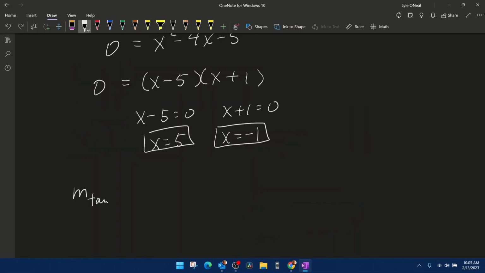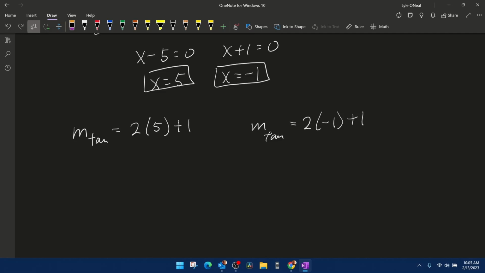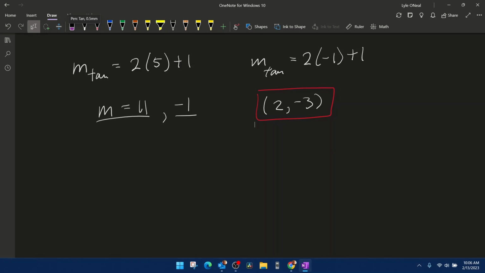So the slope of the tangent is going to be 2 times 5 plus 1, and the slope of the tangent is also 2 times negative 1 plus 1. There's going to be two lines that are tangent to our curve and passing through the point we were given. And the first slope of the tangent is 11. And the second slope of the tangent is -1. And now we can finish the problem. Having our point and our slope, our first tangent line is going to be y minus a -3 equals m. I'm going to use the 11 first. x minus 2, and y minus a -3 equals -1 times (x minus 2).